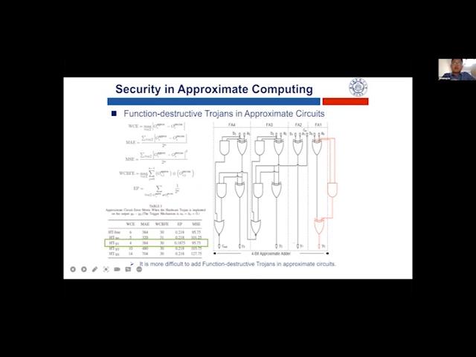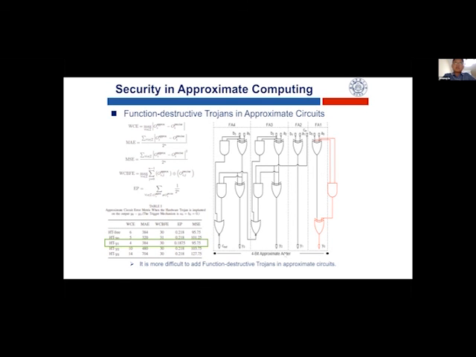For example, if we insert this kind of trojan into adders, you can add it into the 4 bits, Y0 to Y3. If we insert this trojan into Y1, that means the second of the 4 sum bits, you actually find that the error is even smaller than when we insert the trojan into the other sum bits. This means it is very difficult to use functional destructive trojans, because they will not affect the results, as the least significant bit is not very important in these approximate adders.